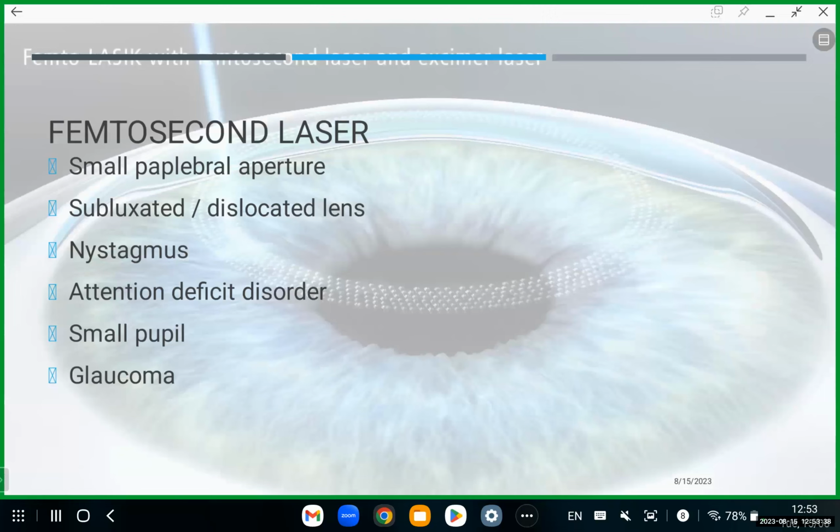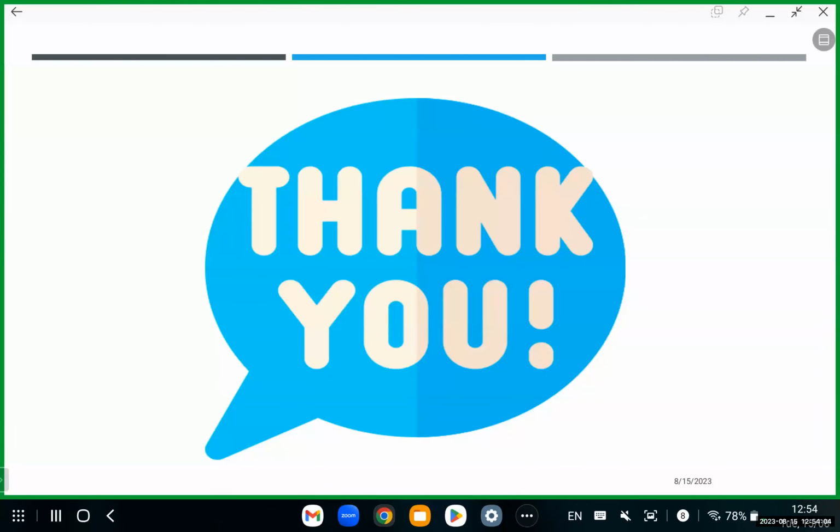One very popular procedure today is femtosecond laser. Yes, sir. So in case of small fiber aperture, subluxated or dislocated lenses, attention deficit disorders, or rather small pupil and glaucoma, femtosecond laser is to be contraindicated. There is a big no for such cases. So that's my topic. Thank you so much.